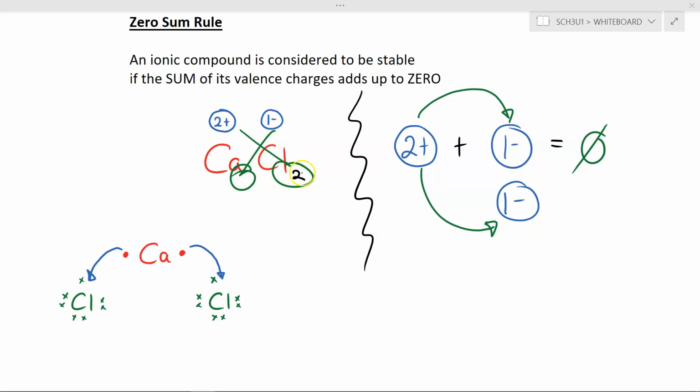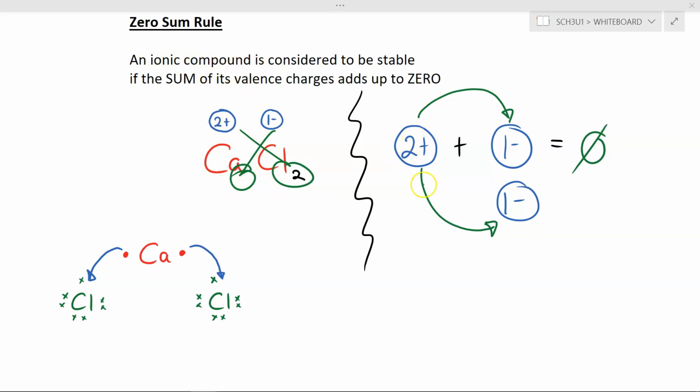So you put the 2 down here and you put a 1 down here. Now, if we don't put a number here, we always assume it's a 1. Now, I personally don't like the crisscross rule because there's no thinking involved. You're just crisscrossing. Why are you crisscrossing? Why does it have 2 chlorines? Why is it 1 calcium? I don't know, I'm just crisscrossing. You're just blindly doing something that you don't understand.